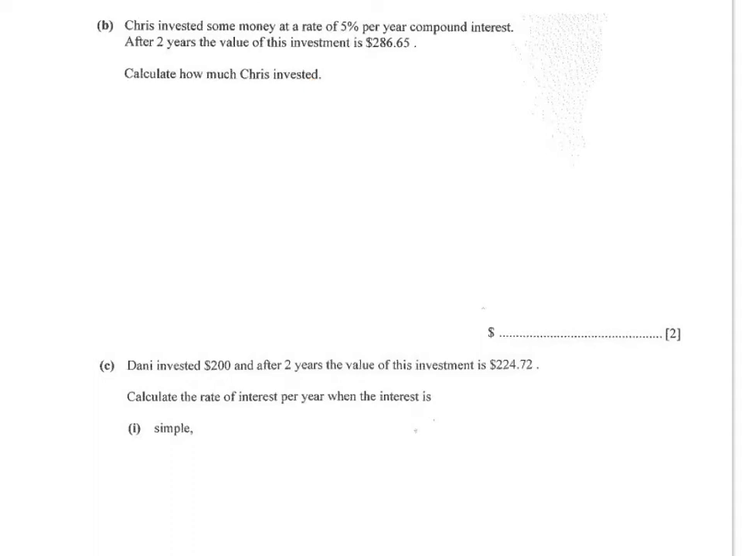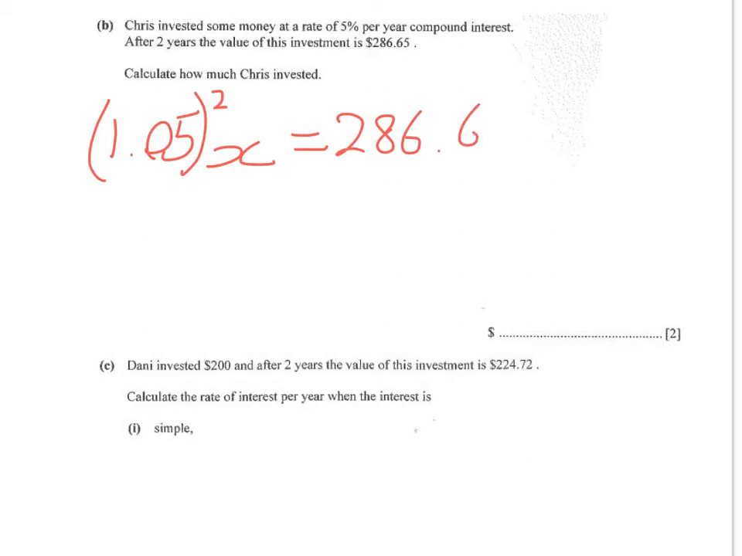So let's say he invested X dollars, and it then was increased by 5%, so that's the same as multiplying by 1.05. But actually, it was then increased by that again, so I'm going to do that squared. And so once they'd taken X and they'd multiplied it by 1.05 squared, they got $286.65.